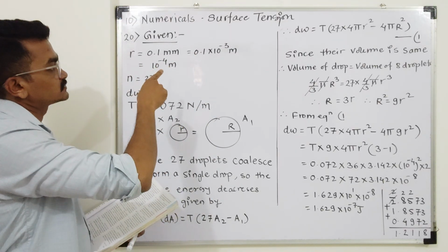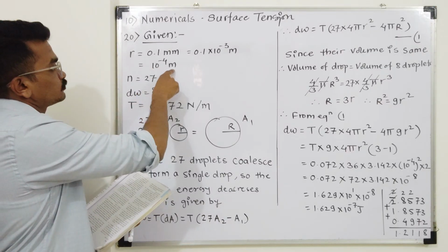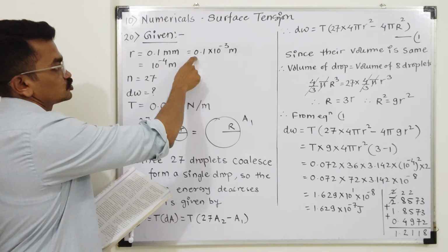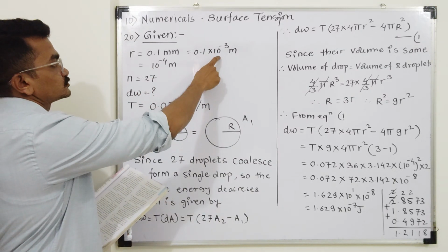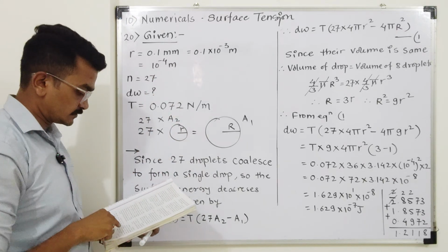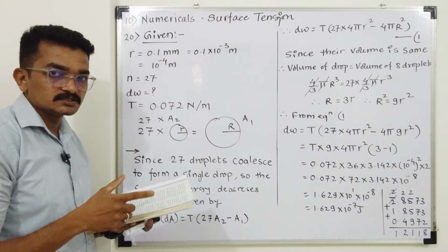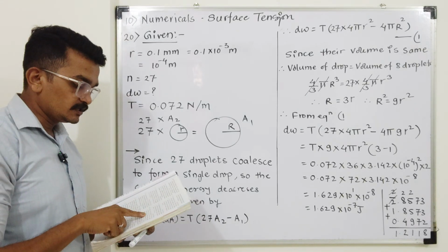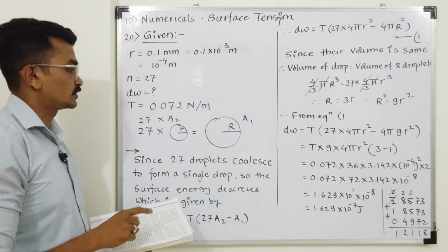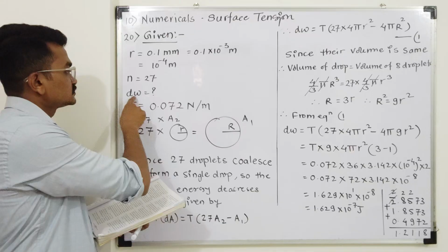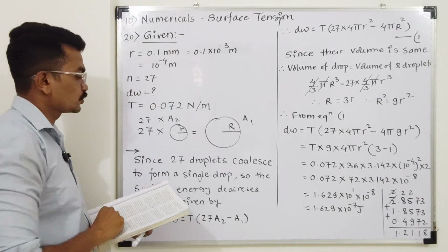Milli is 10 to the power minus 3, so it can be converted as 10 to the power minus 4 meter. This 0.1 is 10 to the power minus 1, so 10 to the power minus 1 times 10 to the power minus 3 gives 10 to the power minus 4 meter. They coalesce into a single drop, meaning they combine into a single drop. Find the change in surface energy. Now the change in surface energy, that is dW, is equal to question mark.